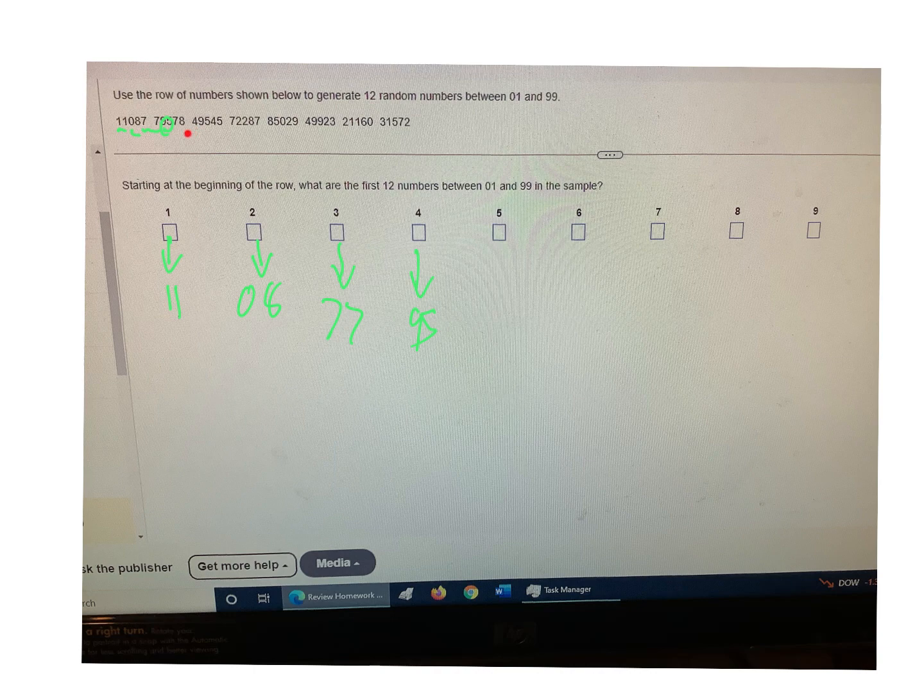What do we have here? We had 77, 95, then we'd have 78, 49, 54, 57. So you just want to break them up into pairs. Hope that helps.